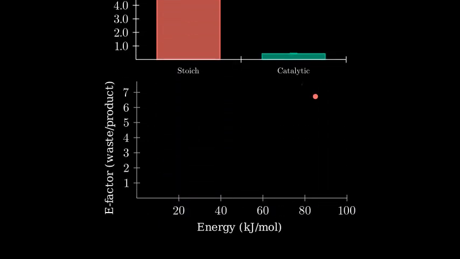On this chart, the horizontal axis is energy per mole and the vertical axis is E factor. The stoichiometric point sits high in waste and high in energy. Catalytic options form a curve. One uses less energy but a bit more waste. Another uses slightly more energy to reduce waste further. The dashed line shows the Pareto frontier, points where you cannot improve waste without paying energy, or vice versa.